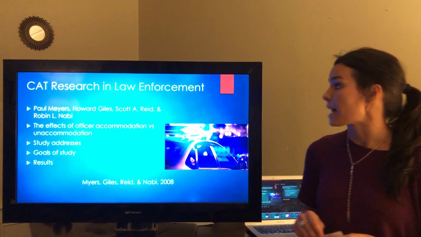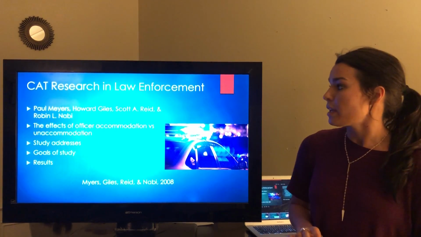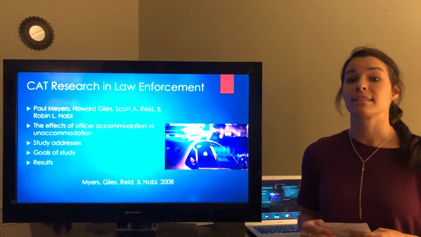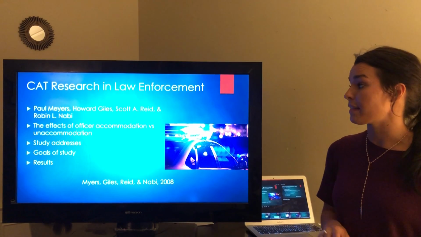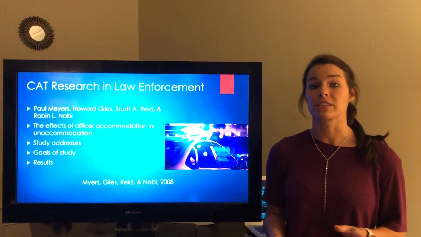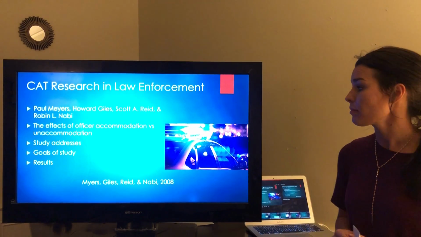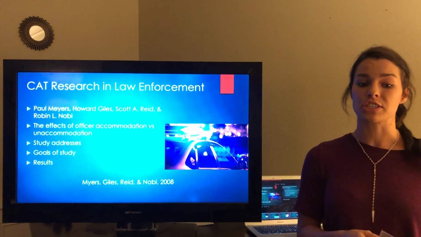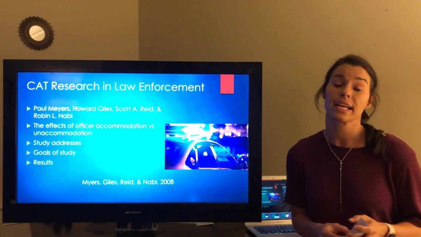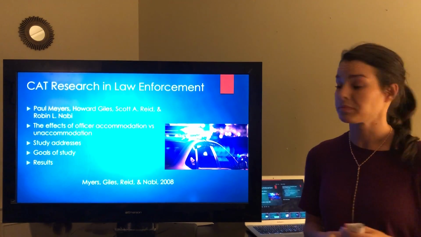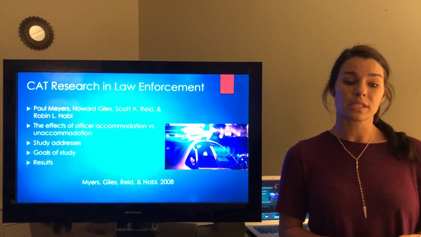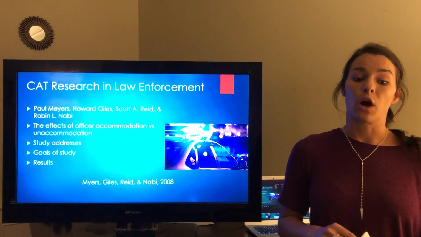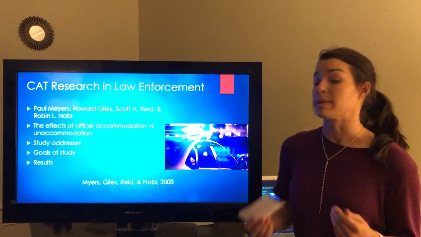The next research was done in law enforcement. This was done by Myers, Giles, Reed, and Nabi. They studied the effects of officer accommodation versus nonaccommodation. The study was there to address the link between accommodation and perceptions of competence and social attractiveness. The goals of the study were providing guiding principles of CAT while opening doors for further research to be done.